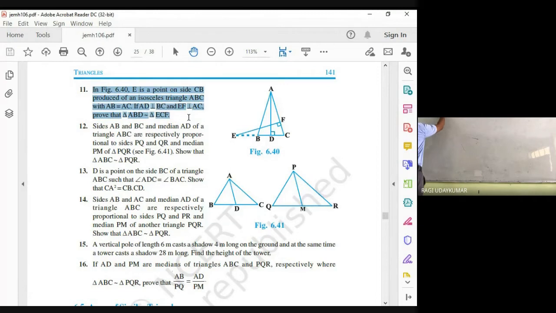Exercise 6.3, 11th question you see here. Question number 11. In figure 6.40, E is a point on CB produced. Figure is given to you. Triangle ABC is given to you here, like this. And CB is produced.